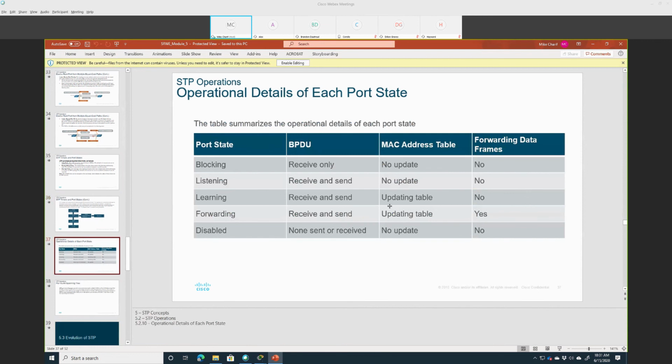Learning, update table. So if any address on the address table changes, we can update it. Notice over here, we don't forward any data; we only forward data on forwarding. See that? Disabled means, like, physically, like I did to the port, I shut it down. Then you cannot receive anything.